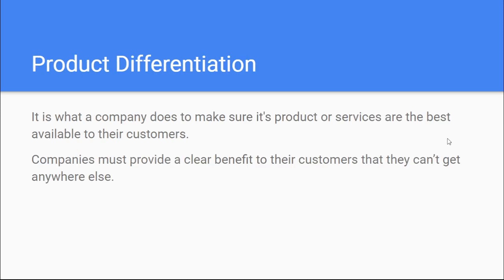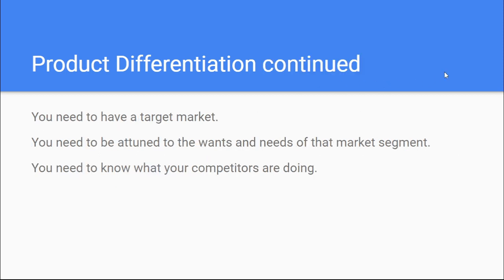So what is product differentiation? This is a thing you might hear about in business circles about what do you do to differentiate yourself, what do you do to be different, what do you do to attract customers. It is what a company does to make sure its product or service are the best available to their customers. Companies must provide a clear benefit to their customers that they can't get anywhere else. And let's just move on.